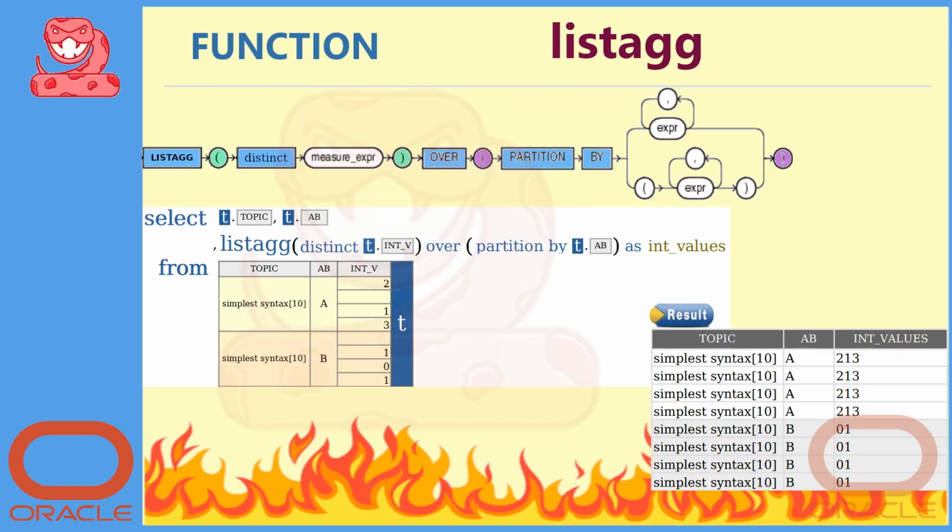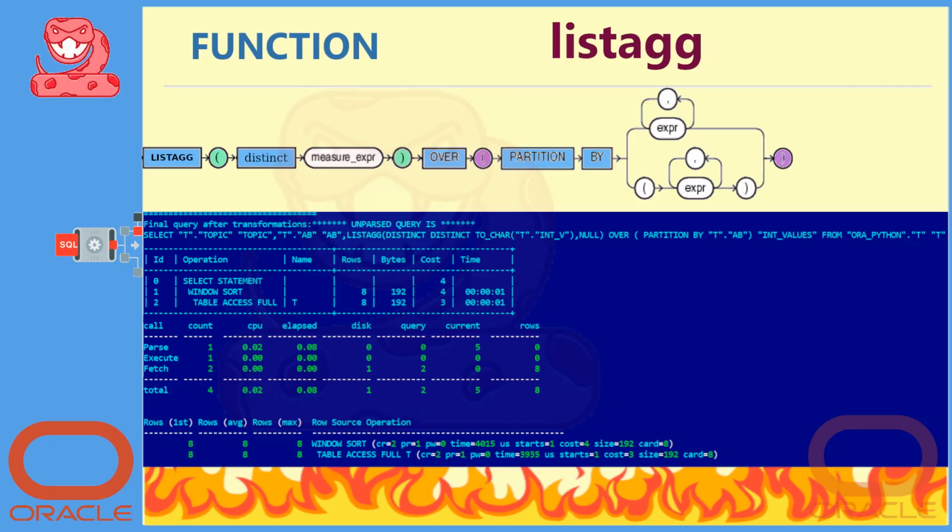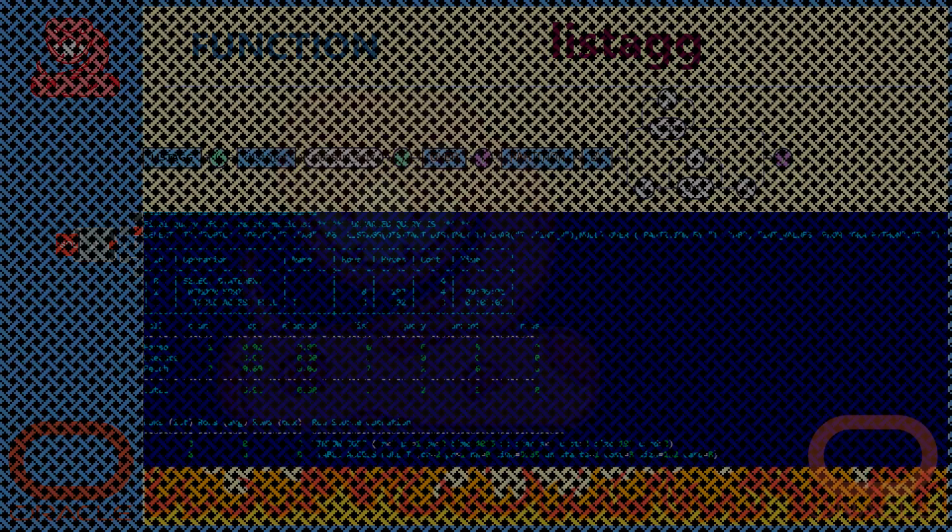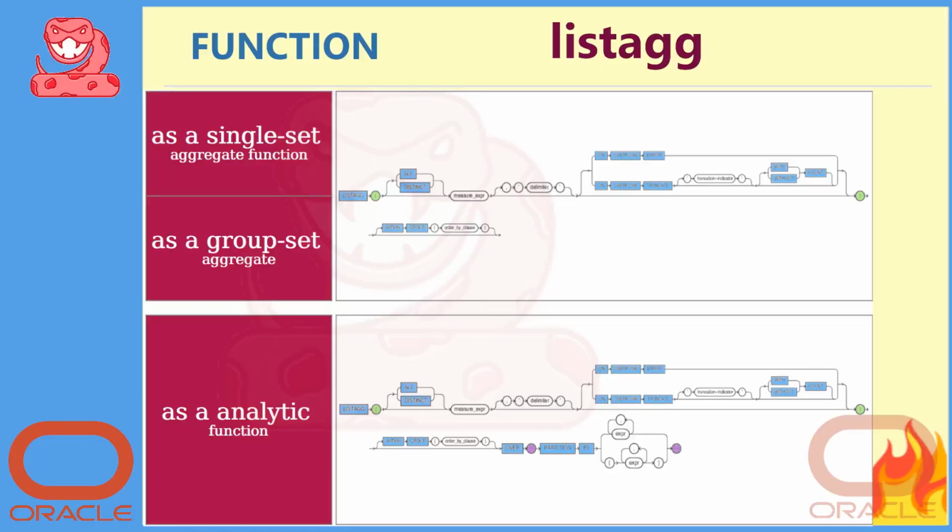To suppress duplicates, you need to explicitly specify the distinct instruction, and for each row within the group specified in partition by, the suppression will occur. In summary, ListAgg can be used as a single set aggregate function, as a group set aggregate function, and as an analytic function. Subsequent examples will be shown for ListAgg as a single set aggregate function, but they apply to both ListAgg as a group set aggregate function and ListAgg as an analytic function.